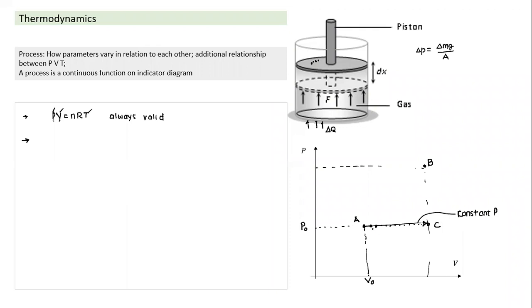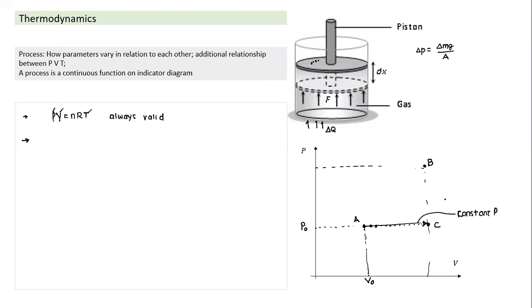And in this process, have other parameters varied? Yes, other parameters have been varied. So what will happen? The temperature will change, volume will change, but pressure has not been changed. So whenever you have a process, any process can be plotted on an indicator diagram. And to plot it, it needs an additional mathematical relationship.